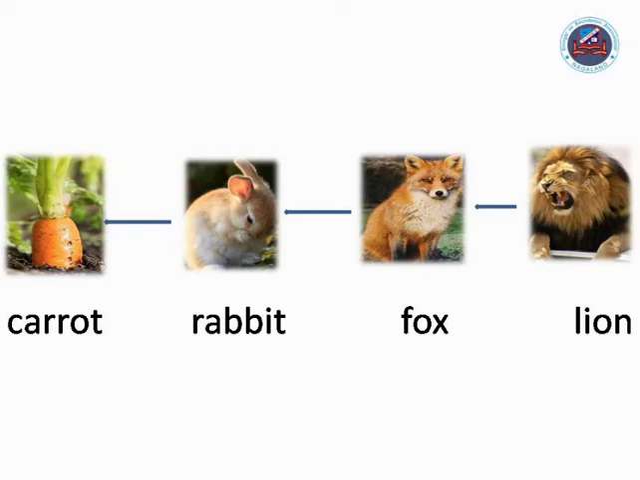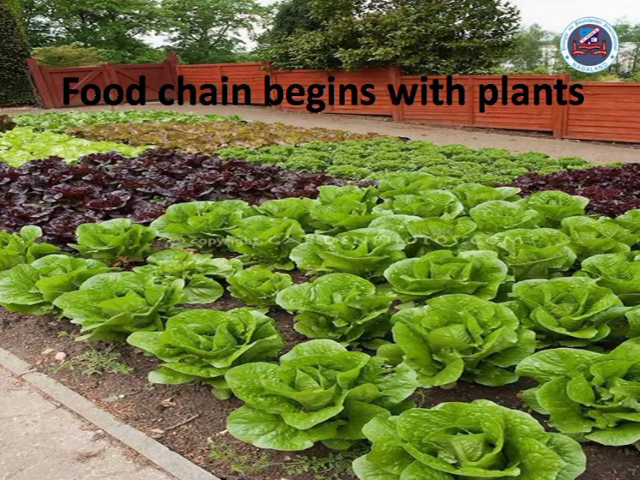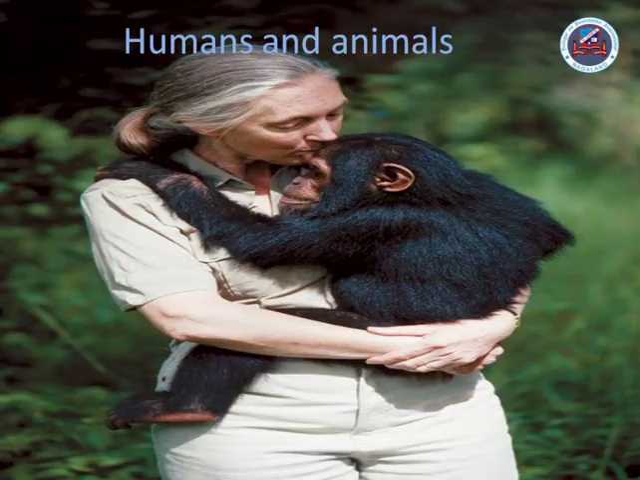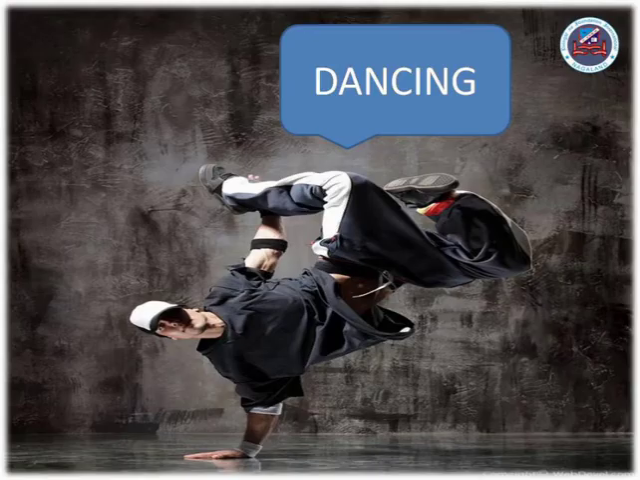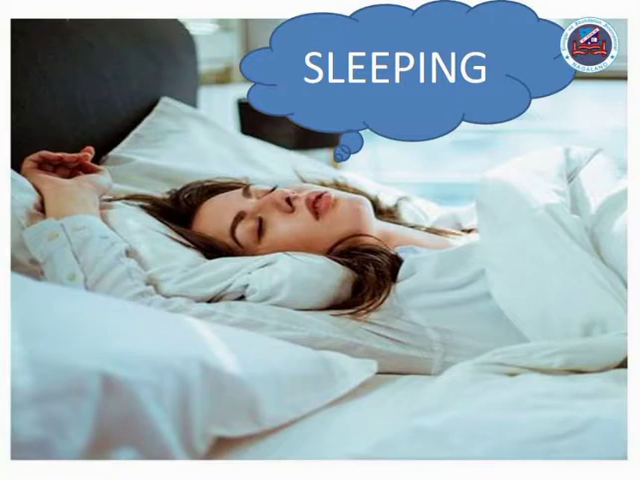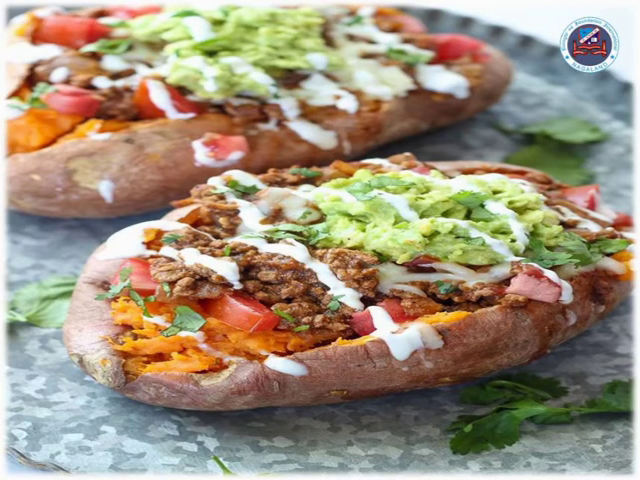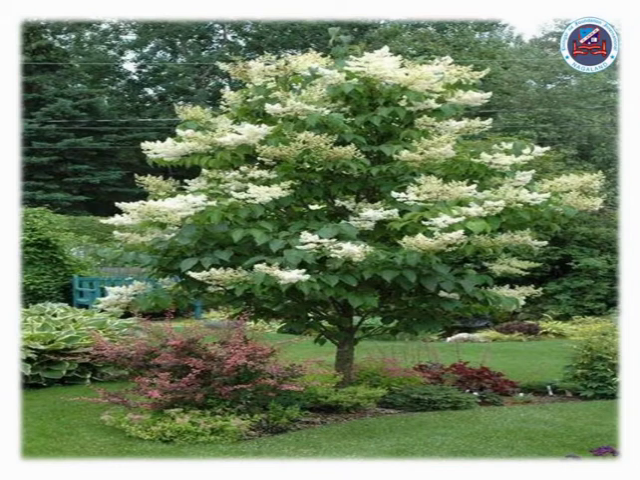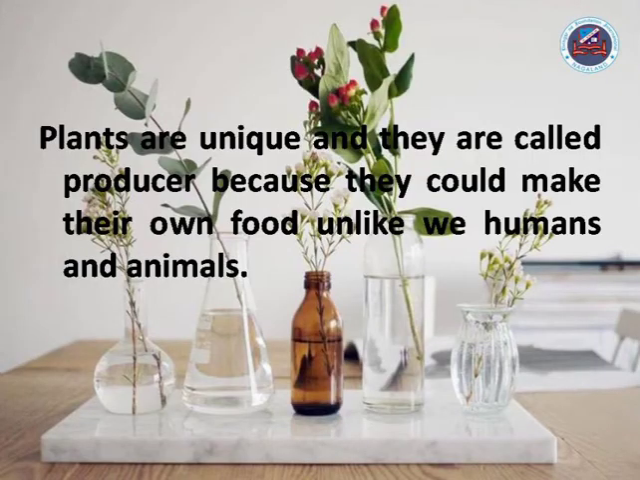Our next topic is food chain begins with plants. Everything that humans and animals do, such as eating, dancing, walking, sleeping, needs energy, and we get energy from our food, and all food comes from plants. If you look back at the food chains, you will notice that each food chain begins with a plant. Plants are unique and they are called producers because they can make their own food, unlike humans and animals.